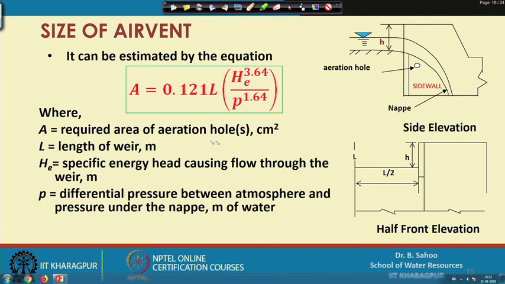Here A is the required area of aeration in centimeter square, L is the length of weir in meter, h_e is the specific energy head causing flow through the weir in meter, and small p is the differential pressure between atmosphere and pressure under nappe in meter of water. Okay, so, if you see this figure, this is the aeration hole and this has to be designed, and this A, whatever the area we are getting, that is for the aeration hole or the air vents for 2 side walls. So, that means for each side wall you will get the value as A divided by 2.